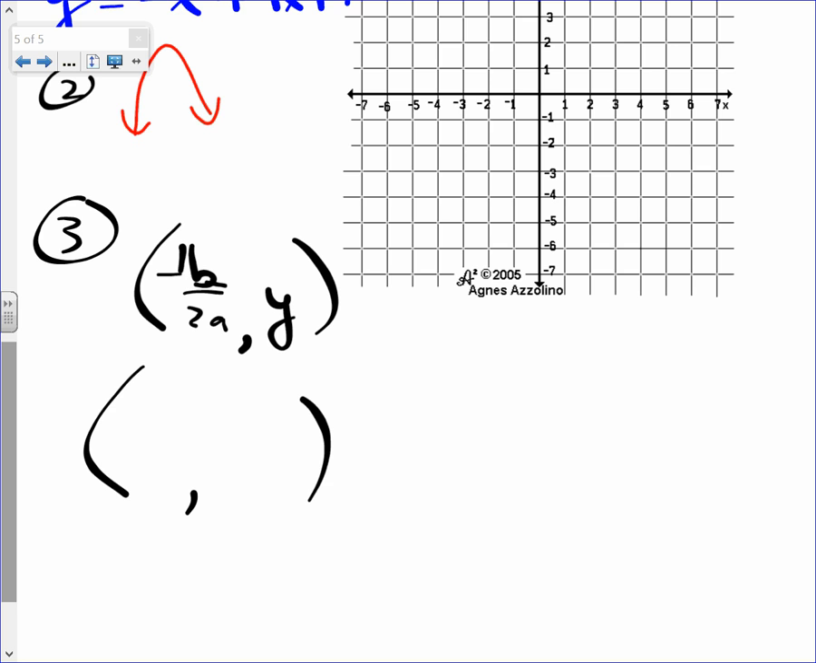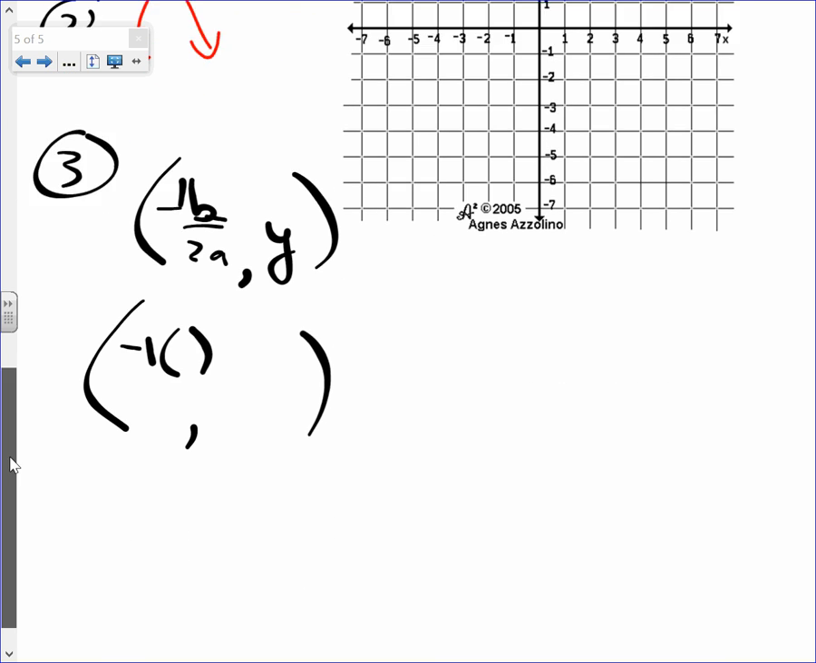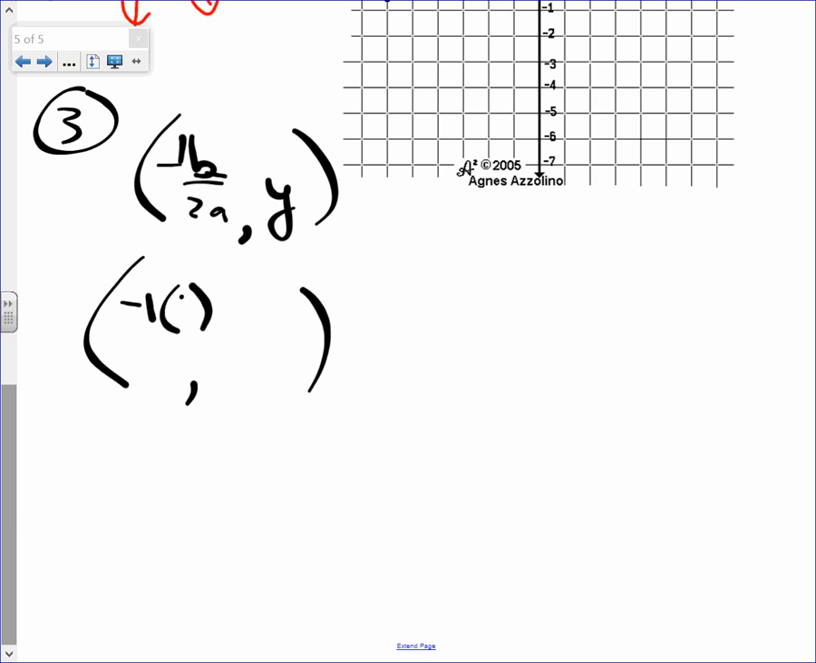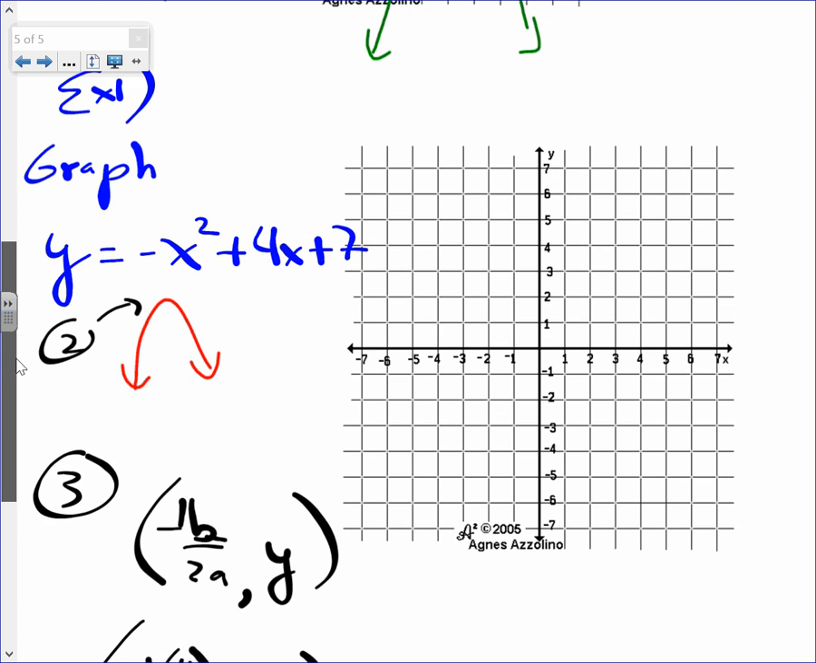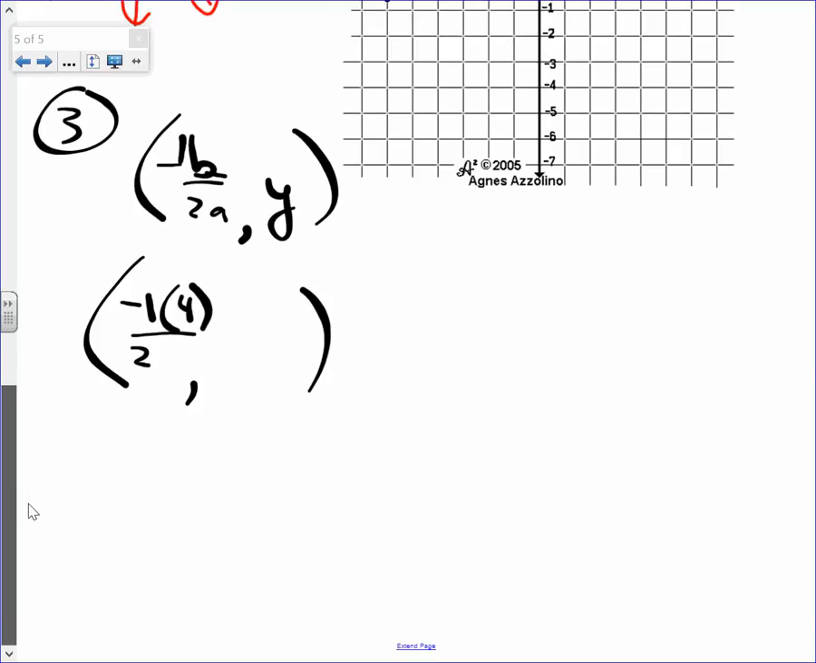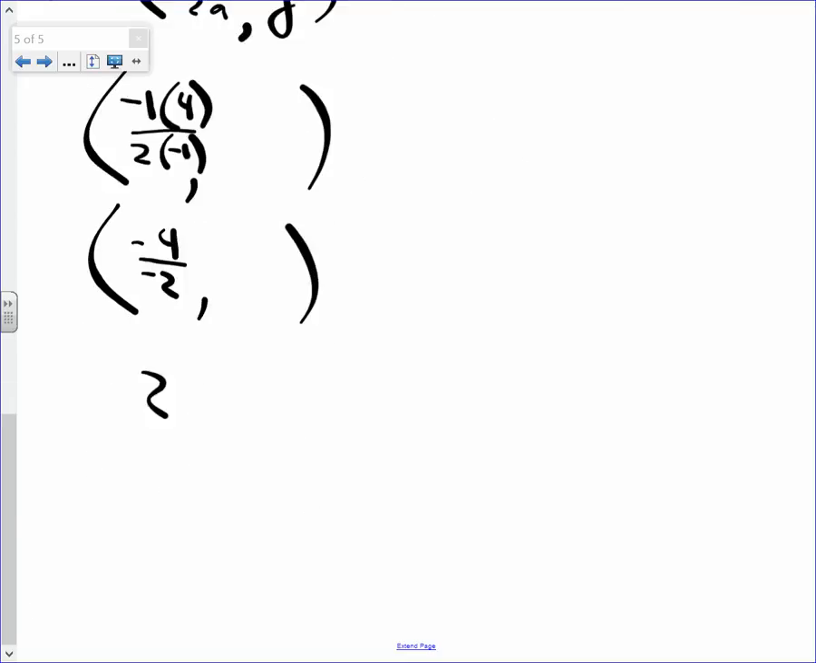Negative b really means negative 1 times b. So watch this. Negative 1 times b in this case is going to be 4 all over 2 times a. A is what? 2 times negative 1. Careful there. Negative 1 times 4 is negative 4, all over negative 2. Positive 2. We're rocking and rolling.